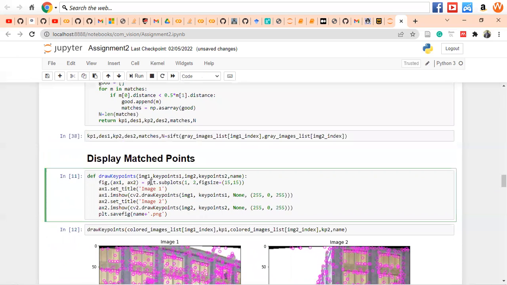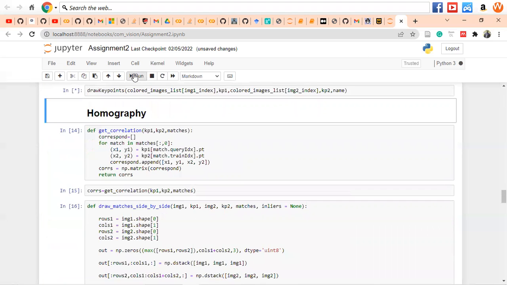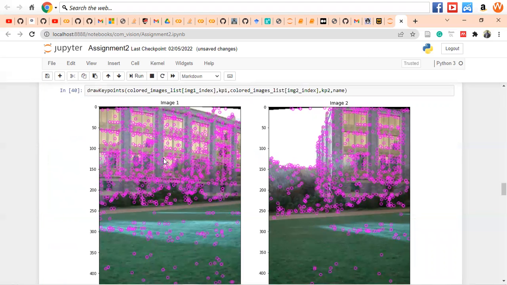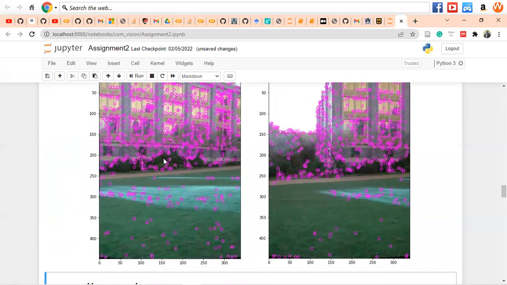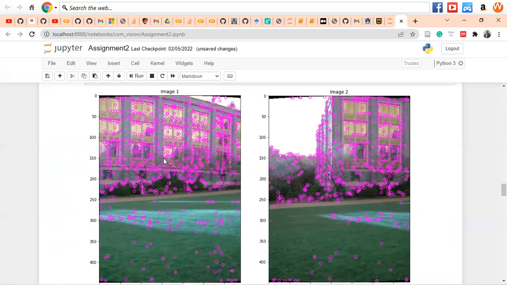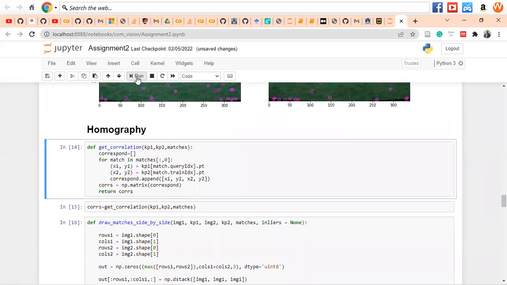And the next is to draw those key points to see whether the key points match with the images. So I got the key points, and I'm matching them to draw the key points on my images. Right. Next is to perform the homography.